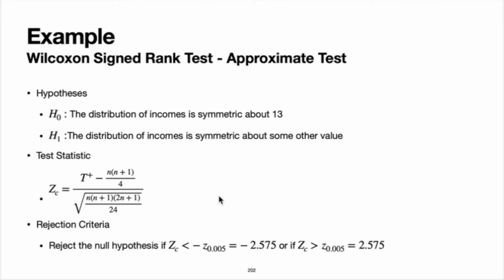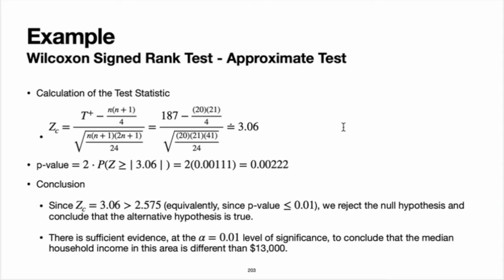And so we are going to reject the null hypothesis if zcalc is either less than negative z sub 0.005, which is negative 2.575, or if zcalc is greater than positive z sub 0.005, which is positive 2.575. Calculation of the test statistic. We plug in the value of T plus, 187, and calculate these other quantities, and that turns out to be a test statistic equal to 3.06. Since 3.06 is greater than 2.575, we reject the null hypothesis and conclude that the alternative hypothesis is true.